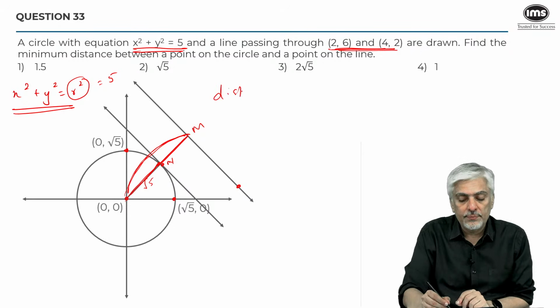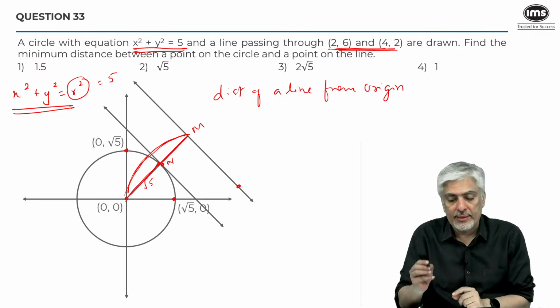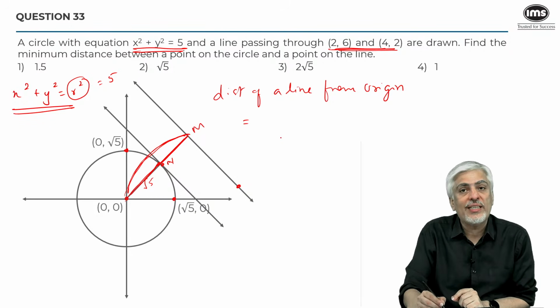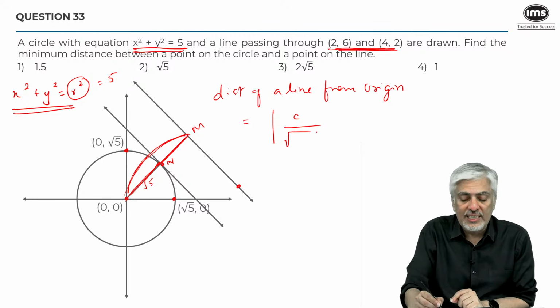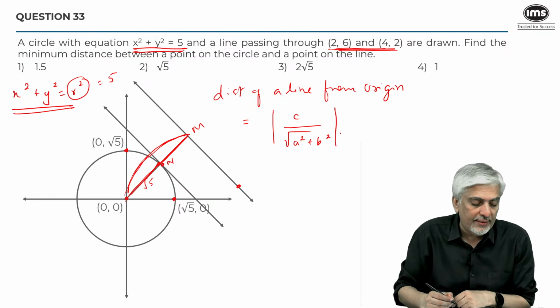Distance of a line from the origin. There are two formulas, one from the origin and one from any random point. For the origin, the formula is very direct. It is the mod of C upon root of A square plus B square. So I need the equation of the line.